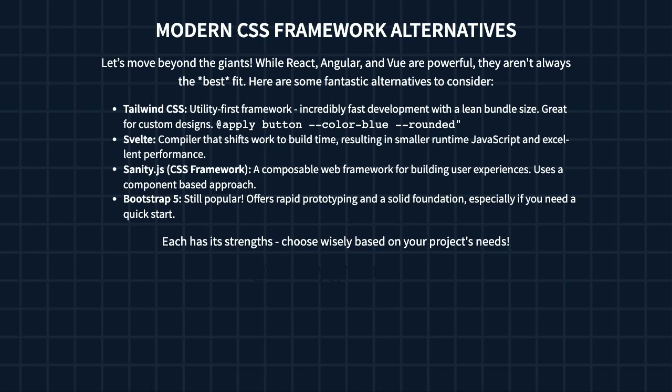Svelte takes a different approach by compiling your code during build time, which can mean smaller, faster websites. Sanity.js is a newer framework that's great if you want to focus on components and structure. And, of course, Bootstrap 5 is still around and remains a solid choice for quick development.